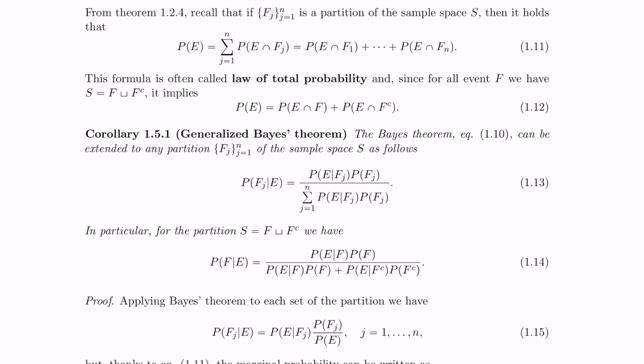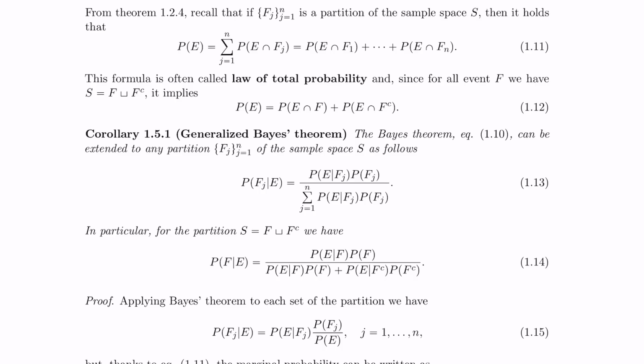And since for all events F we have that F and its complementary set form a partition of S, we have that the law of total probability can be written in terms of this partition like this. We're going to see that the law of total probability will allow us to prove the generalization of Bayes' theorem. Writing again like this a partition of S, we have that Bayes' theorem can be written as follows.